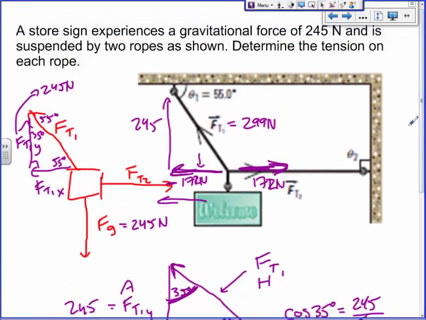Okay, so actually that answers the question here. Determine the tension on each rope. This rope right here was 299 newtons, and this rope right here was 172 newtons. We could throw a direction on them. The only downside to this one here, I'm not going to do the direction on this example because I don't actually have a north, south, east, or west to kind of work with. But this one is definitely going directly towards the wall, and this one is going at its 55-degree angle. But there's our tension of 2 ropes. So, I was almost right on time here.